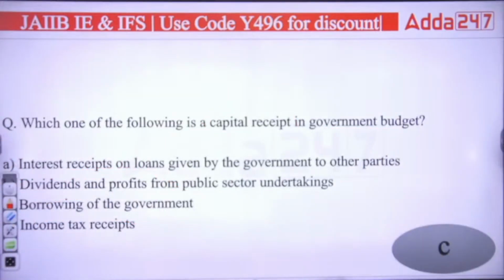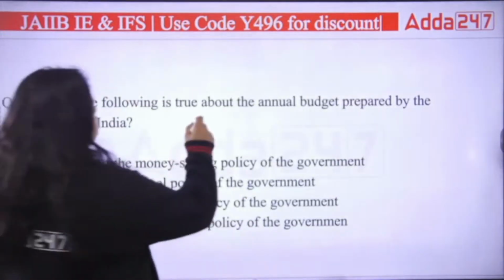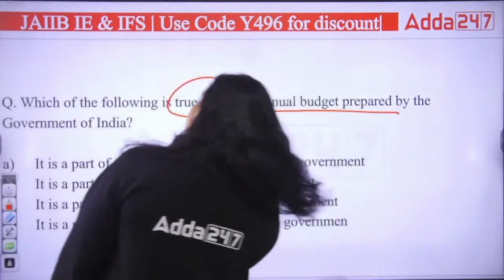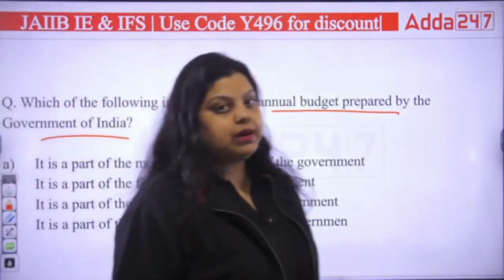Okay, it is your capital receipts. That's a long-term income of government. Next question we have: Which of the following is true about the annual budget prepared by the government? So annual budget is what? Every year on 1st of February we are presenting budget.